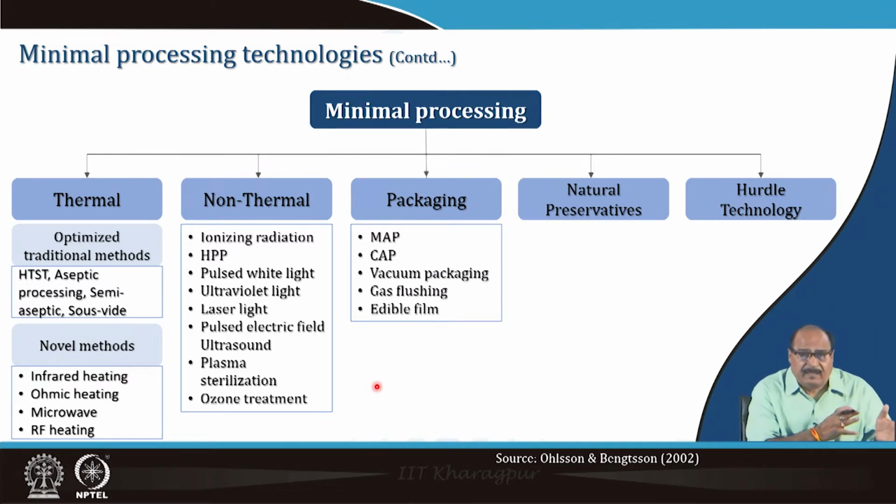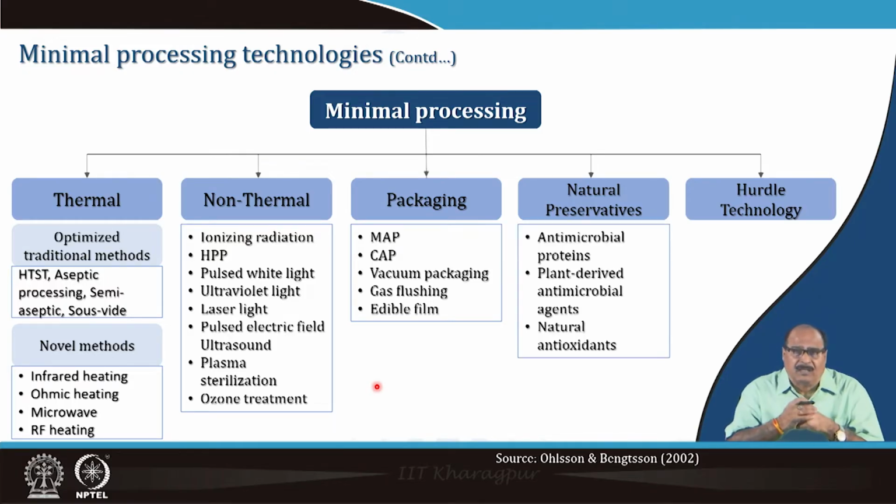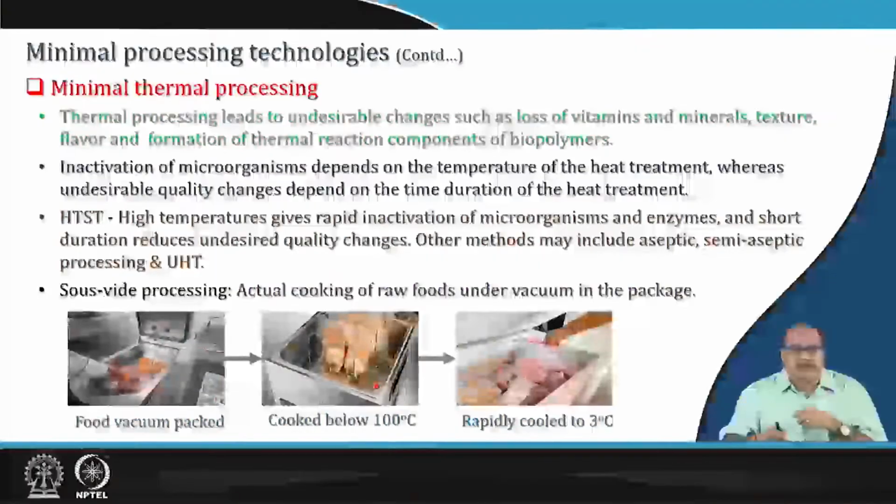So, now another aspect is the packaging, that is modified atmosphere packaging, controlled atmosphere packaging and storage, vacuum packaging, gas flushing, edible film, edible coating etc. In the earlier lectures in the last modules, we discussed details of various packaging materials etc. So, they can all be considered or used for minimal processing. Then sometimes natural preservatives like antimicrobial proteins, plant derived antimicrobial agents, natural antimicrobials, etc. are used as hurdle technology. As I told you, a combination of technologies can be used. These are the different minimal processing technologies.